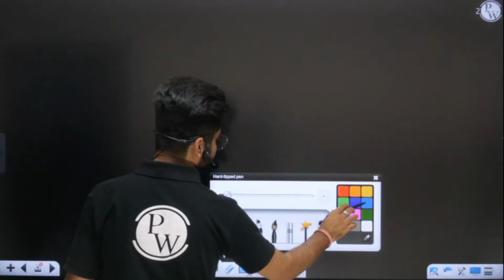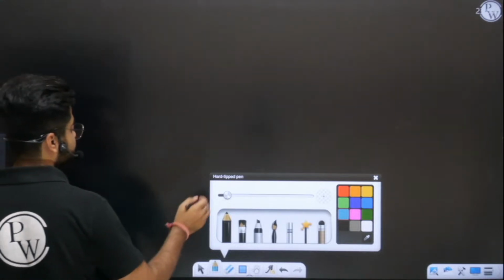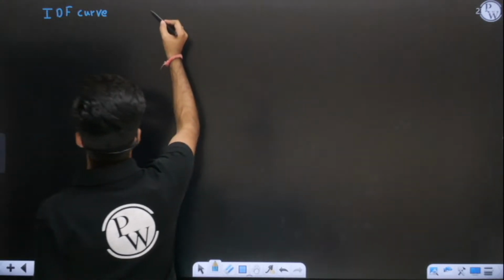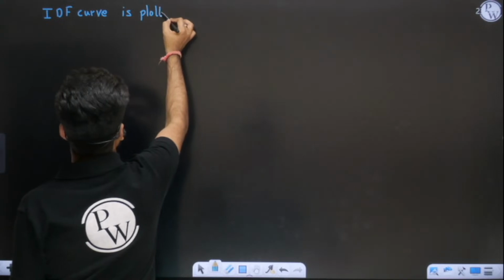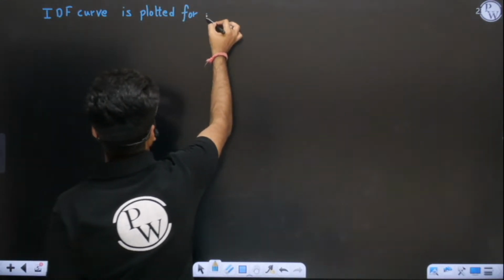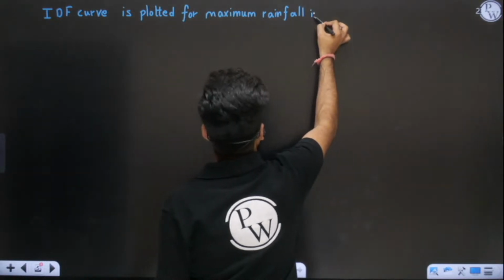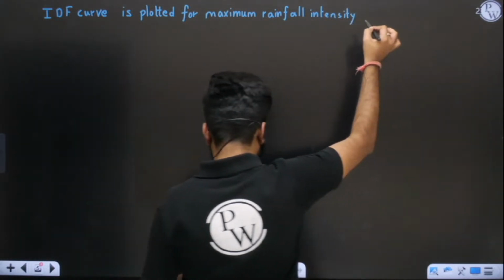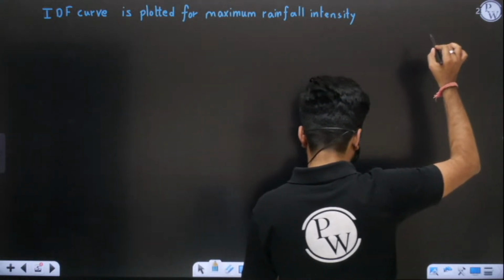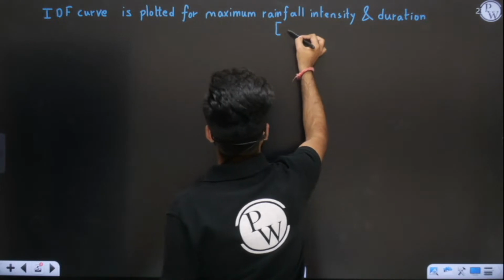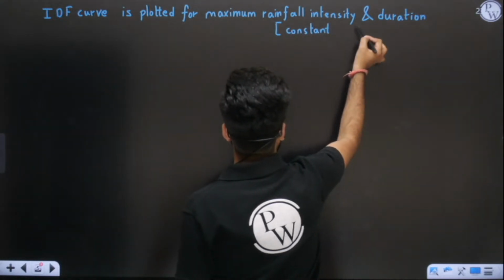Let me write one very important point here: whenever we are going to draw the IDF curve, the IDF curve is plotted for maximum rainfall intensity. This is important. So here we are also interested in maximum rainfall intensity and duration. But one thing is sure, we will draw intensity and duration for a constant return period.